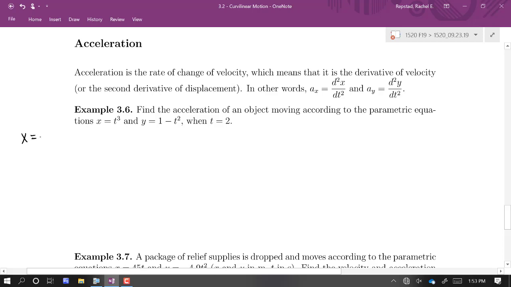So if x is t cubed, we need to find the second derivative with respect to time. We start, of course, with the first derivative, which is 3t squared. Find the derivative again, get 6t. And so the x component, I'm just going to evaluate. I'm going to plug in t equals 2. So that x component is 12.